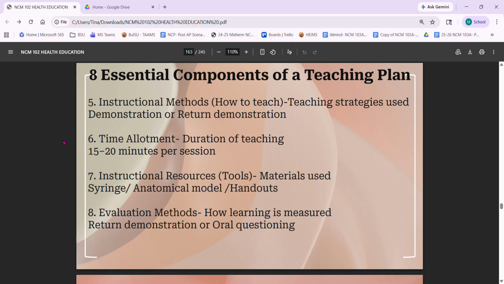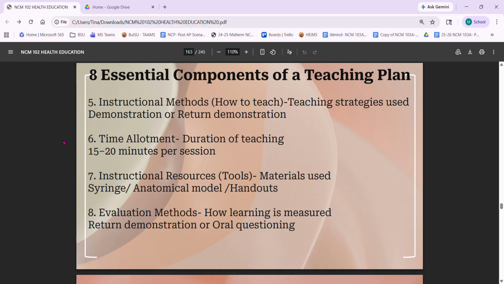How will you teach it? What teaching strategies will you use? Demonstration, then return demonstration. What is your allotted time or duration? 15 to 20 minutes per session. What are the instructional resources, tools, or materials you will use? You need a syringe, an anatomical model, and handouts.